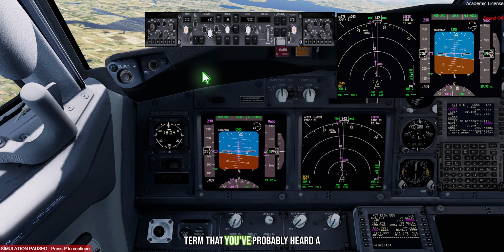That is a term that you've probably heard a number of times. Situational awareness is key as a crew member in an airliner cockpit, and that has many facets to it. And I'm going to try and demonstrate some areas where I have seen in the past that complete situational awareness is not being adhered to, and where you need to be aware of where you can improve that.